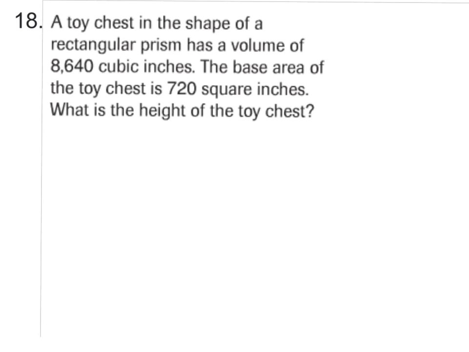Number 18 says, a toy chest in the shape of a rectangular prism has a volume of 8,640 cubic inches. So it's given us the volume already. The base area of the toy chest is 720 square inches. So what would be the height of the toy chest? We're already told the volume, and we already know the base area, which is my length and my width, and we just need to find our height.